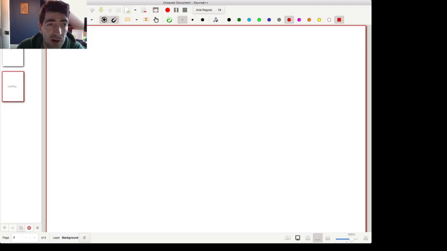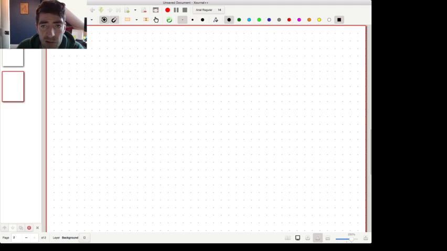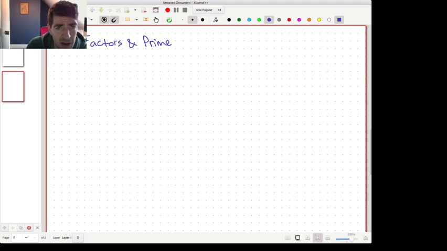We're going to talk about maths today. So what we're going to do is we're going to look at factors to start with. So the title is factors and prime factors. So you can do this in your book.